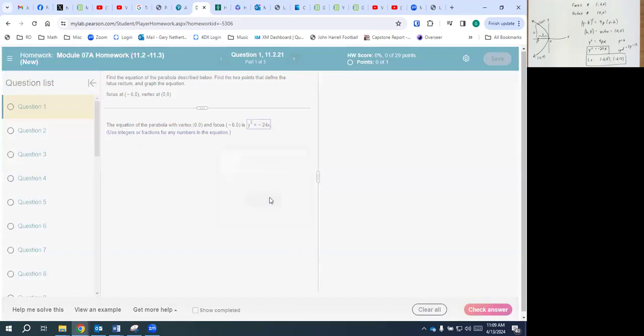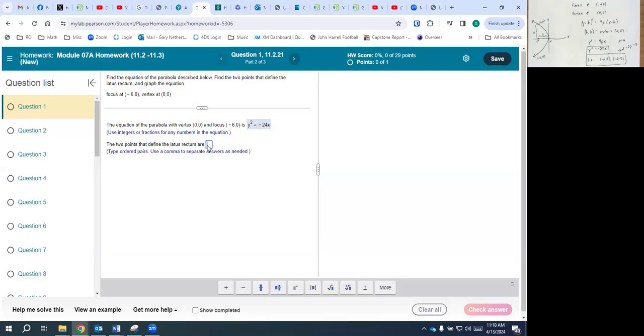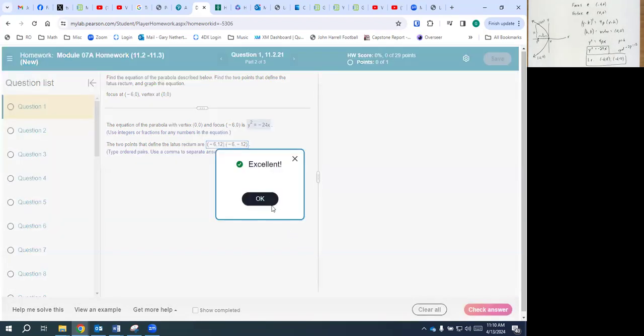That's good. Now the 2 points of the latus rectum, type ordered pairs, use comma to separate them. So we found -6, 12. Now I need to put a comma in here, and then the second point, -6, -12. We'll check that answer. That's good.